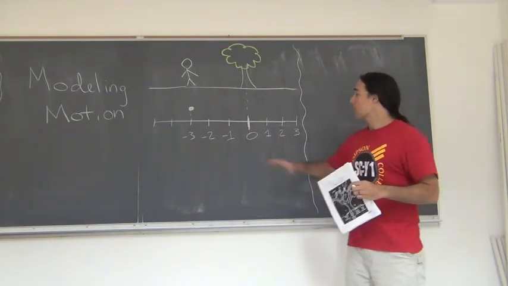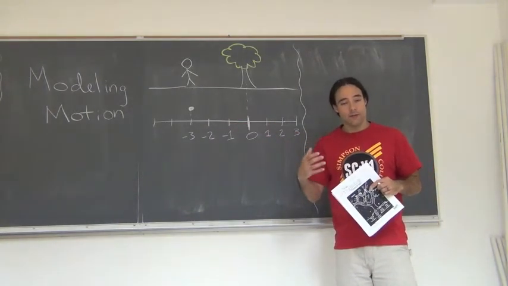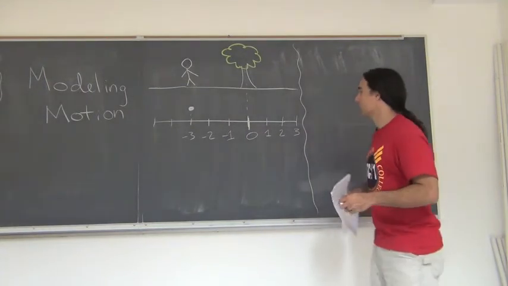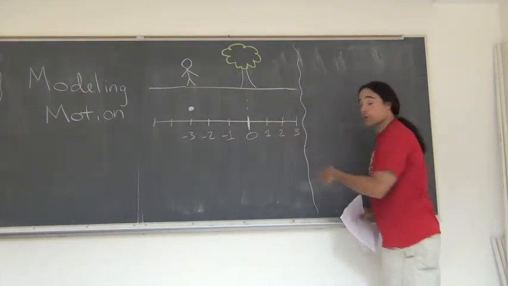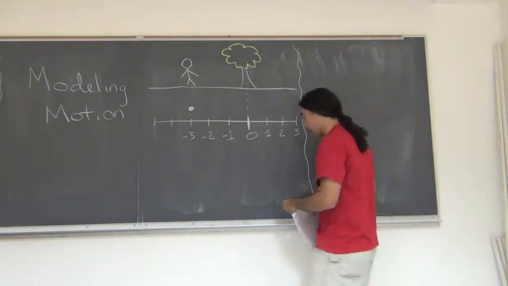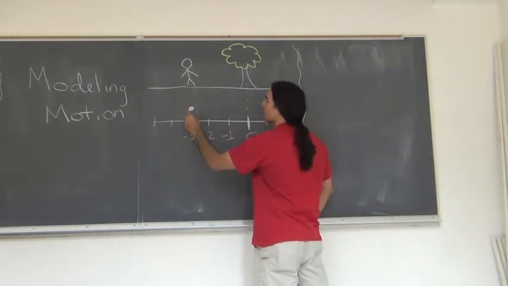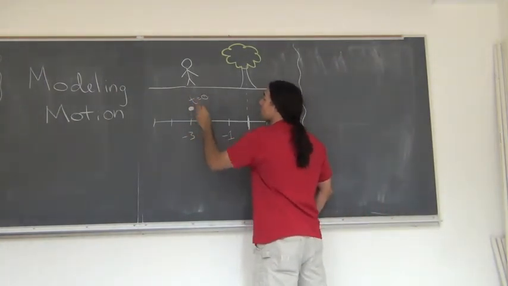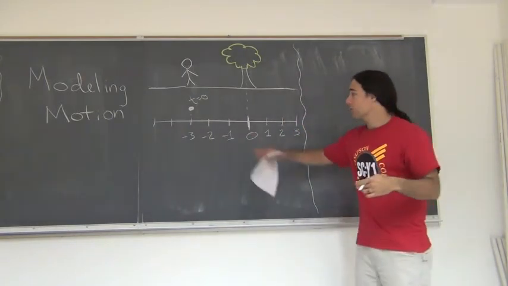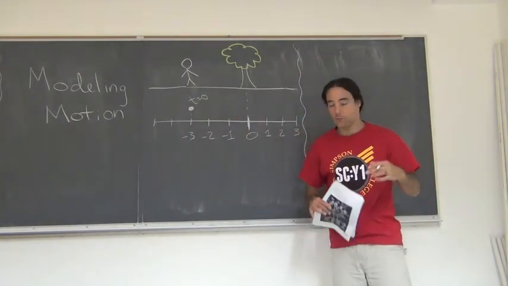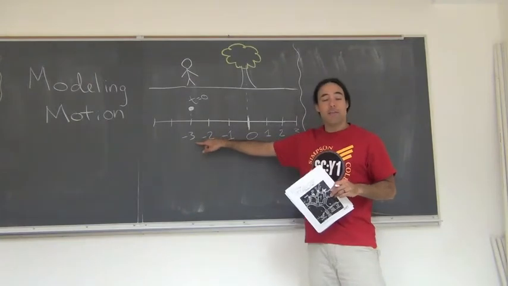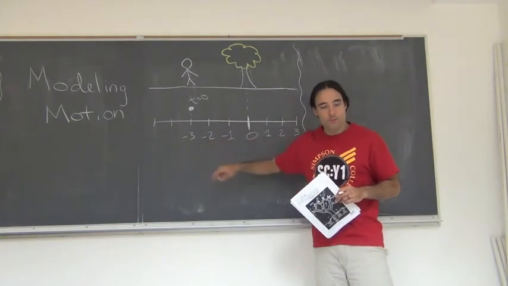So we can describe our position at different times. We can do that a couple of different ways. One way is just through the motion diagram. So we could say my position at time 0, so when I start measuring, this would be t equals 0 seconds, I am at x equals negative 3 meters.